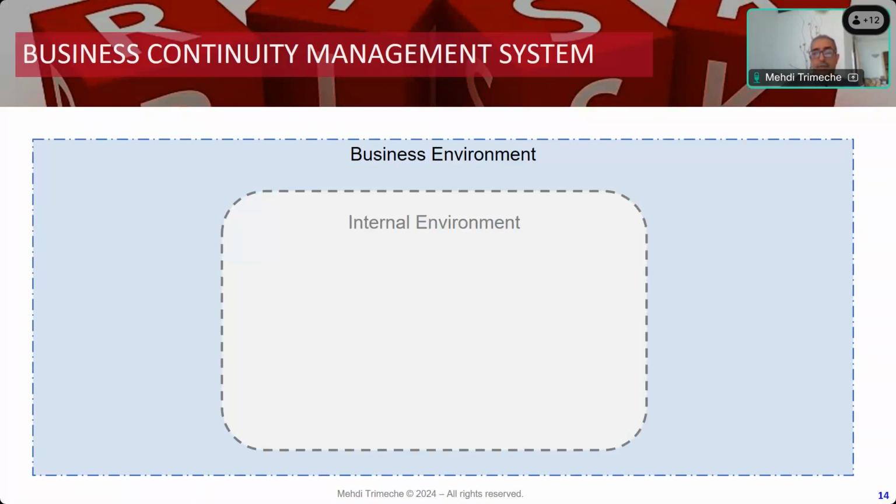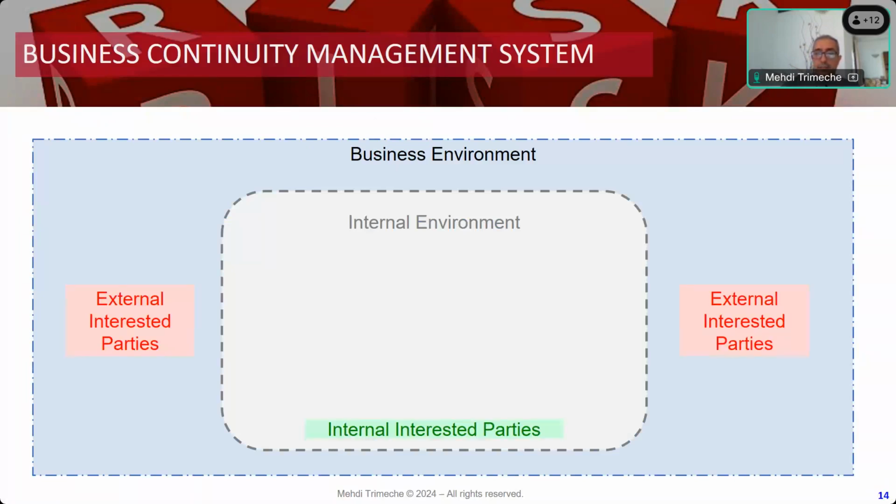So, inside the scope, we have the internal environment. We talk about interested parties or stakeholders, but we shall consider the relevant interested parties. It means the parties that have a direct or indirect effect on the activity of the enterprise, its objectives and its success. And these relevant interested parties may have a positive or negative impact on business.